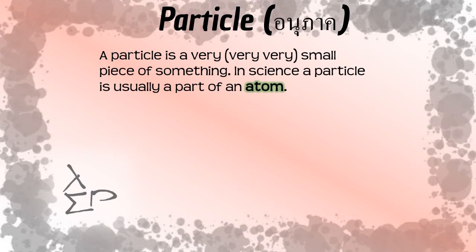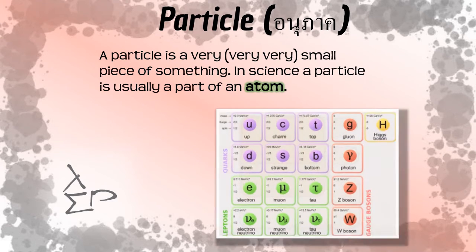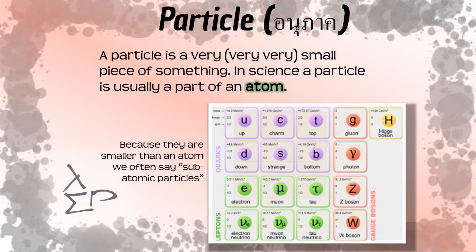Particle. A particle is a very, very, very small piece of something. In science, a particle is usually a part of an atom, although not always. There are particles we hear about a lot, like electrons and photons, and others that we don't, like muons and gluons. Because they are smaller than an atom, we often call them subatomic particles.